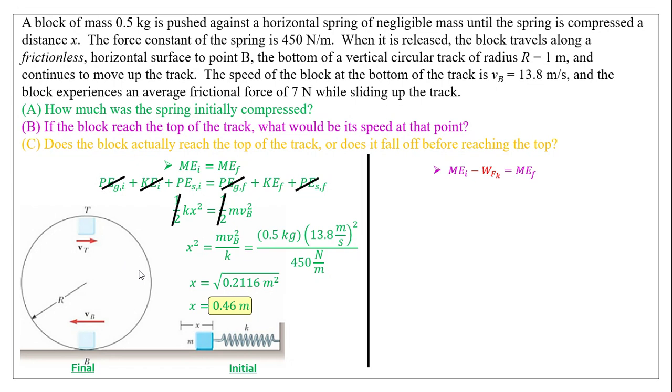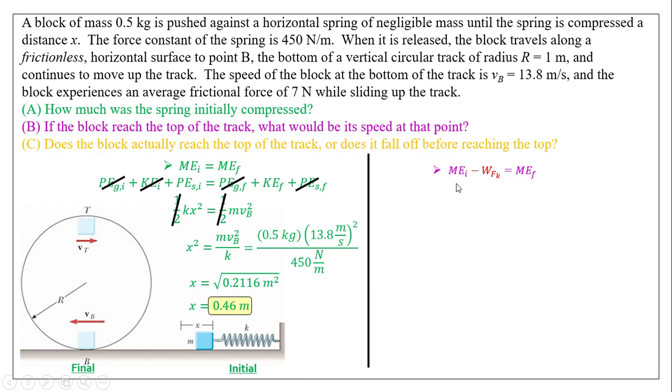Okay, the statement is slightly different than part A, because if you read the problem like I suggested, once it gets to point B, as it travels up along this circular segment of the vertical loop, there's friction. It says here an average frictional force of 7 newtons. Well, if there's friction, that means energy has to be taken away from the system.